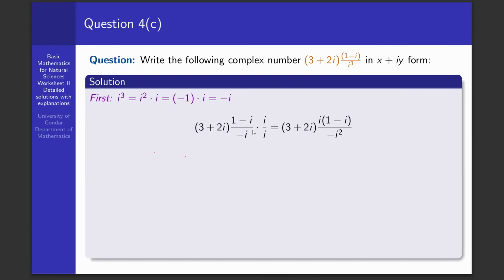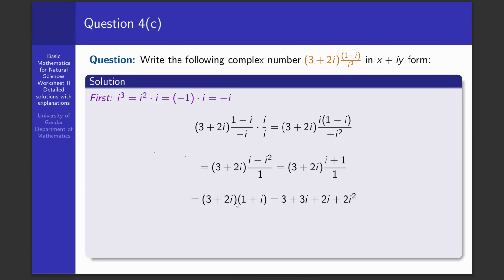i, that is the complex conjugate of this one, so that it is just 3 plus twice i into 1 minus i over minus i squared. This would be further simplified to 3 plus 3i plus 2i plus 2i squared. Then 2i squared is minus 2, because i squared is minus 1. If we combine these, we have 3 minus 2, that is 1, and 3i plus 2i is 5i, therefore 1 plus 5i is the simplified form of the given complex number.